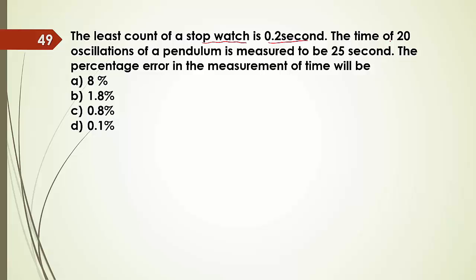The time of 20 oscillations of a pendulum is measured to be 25 seconds. The percentage error in the measurement of time will be. See here, the least count is given as 0.2 seconds. Then the time for 20 oscillations is how much? That is 25 seconds.